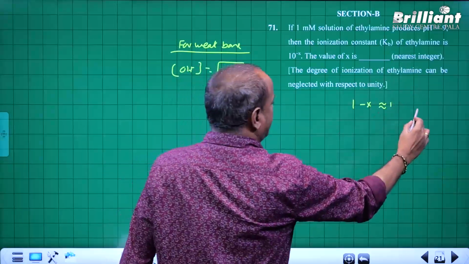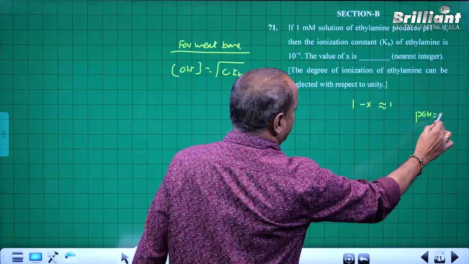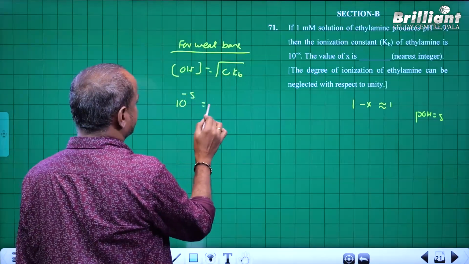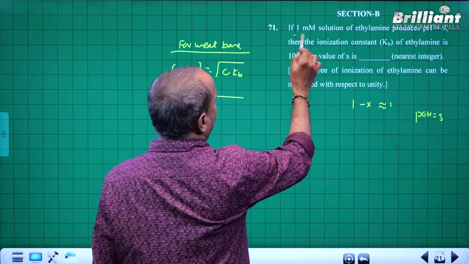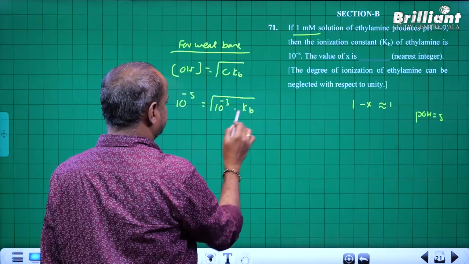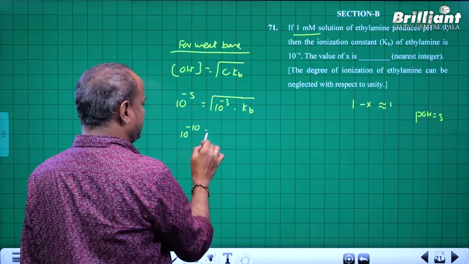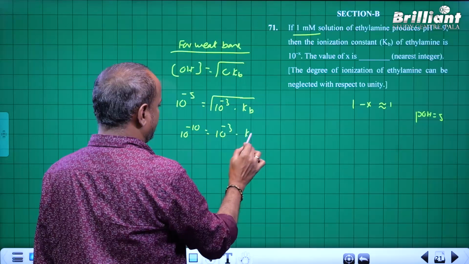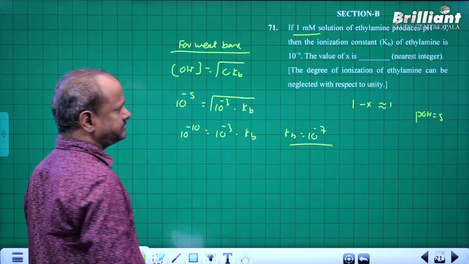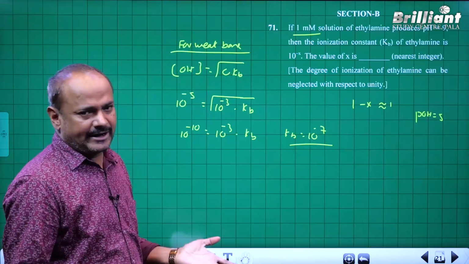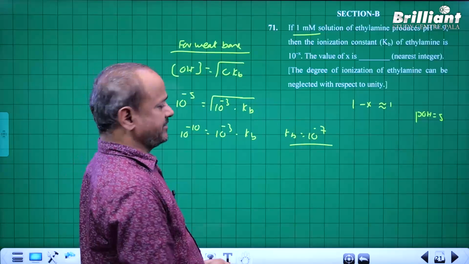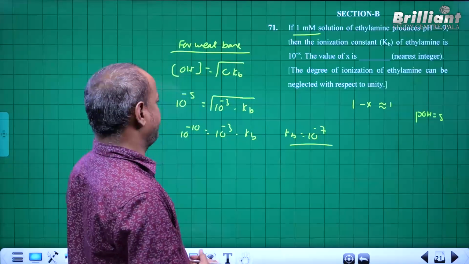pH 9, then pOH equal to 5. OH minus answer is 10 raised to minus 5. C is 1 millimolar, 10 raised to minus 3 molar. Kb to find out: 10 raised to minus 10 is equal to 10 raised to minus 3 into Kb. So Kb is 10 raised to minus 7. So the direct formula, that is Ostwald's formula: OH minus ion equals root CKB for weak bases, and for weak acid, H plus equals root CKA.